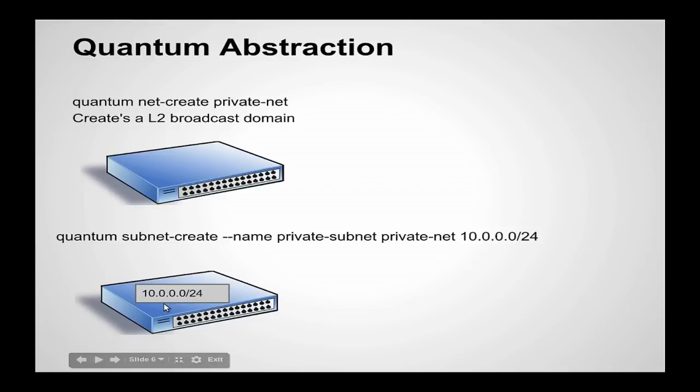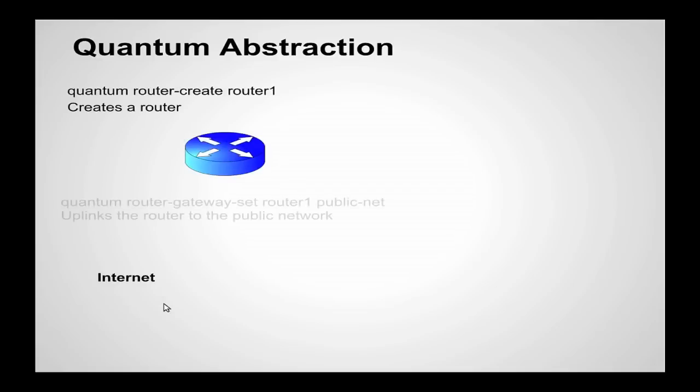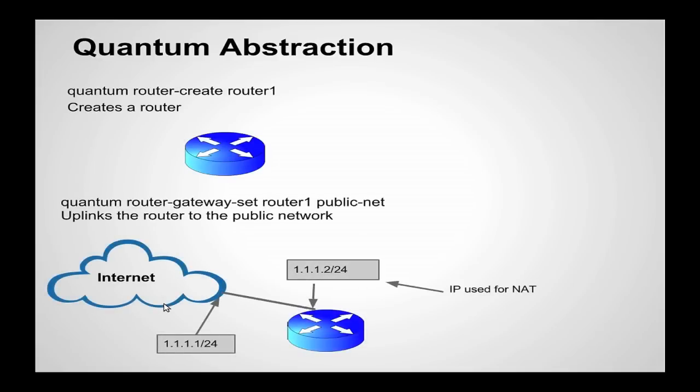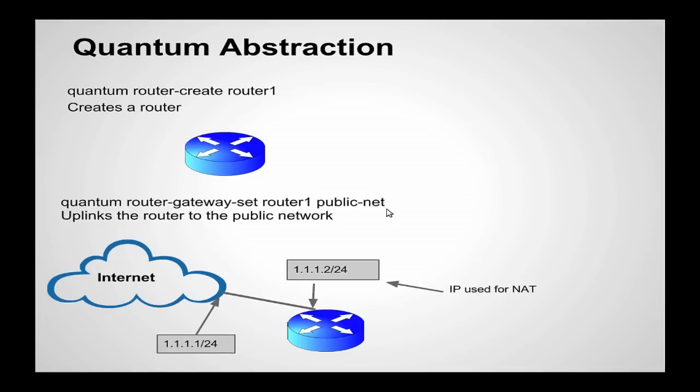After we create that network, the next thing we're going to do is create the router, and then we're going to attach the router. We're going to set that network's gateway interface to be router 1. Sure, let's talk about the provider network stuff at the end after we make it through the tutorial.